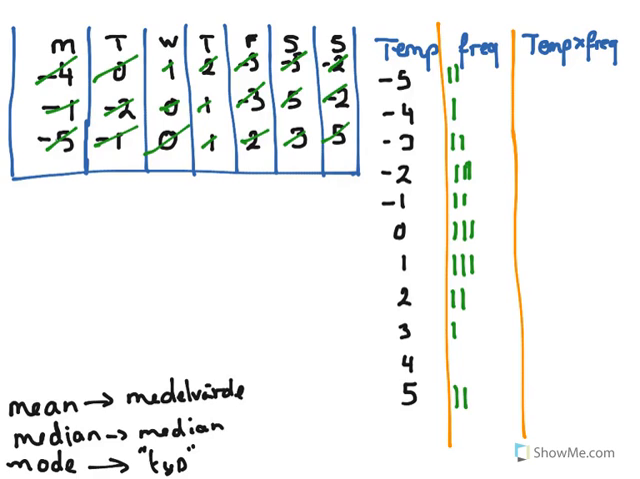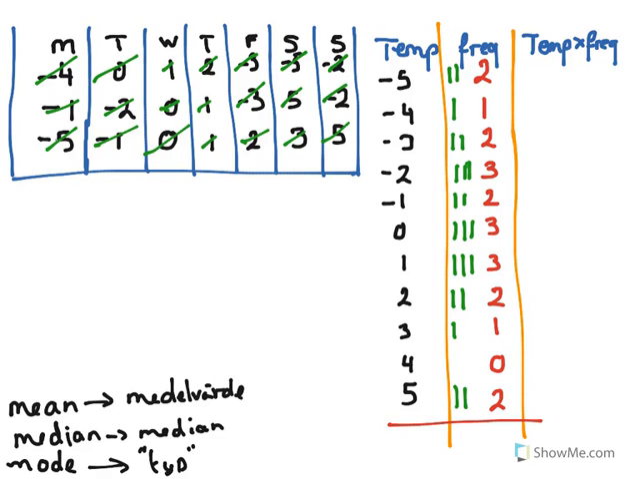How many times did we get a temperature of minus 5? Well, we have two green dashes there, so that means we had two temperatures at minus 5. We had one at minus 4. We had two at minus 3. And we had three at minus 2. Two minus 1s. Three occurrences of 0. Three occurrences of 1 degree. Two occurrences of 2 degrees. One occurrence of 3 degrees. Zero occurrences of 4 and two occurrences of 5.